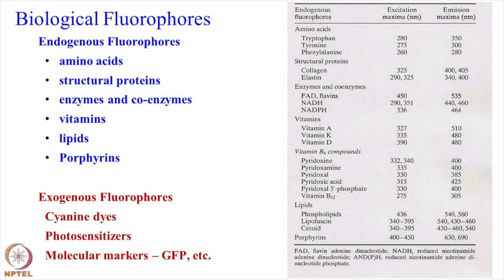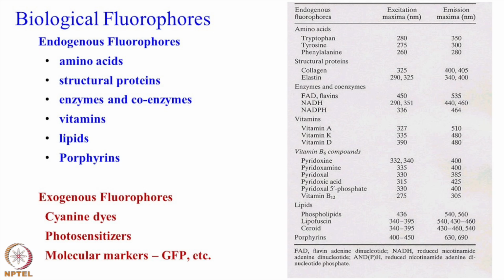They have excitation and emission, and phenylalanine quantum yield is very low. Then there are structural proteins, collagen and elastin. Enzymes have cofactors like FAD, flavin, FADH, NADH. Vitamins K, A, and D are fluorescent. Then there are B6 compounds like pyridoxine and pyridoxal, which are again fluorescent. Lipids such as phospholipids, ceramides, and porphyrin are fluorescent. So it can be an endogenous fluorophore: amino acid, protein, enzyme, coenzyme, vitamin, lipid, or porphyrin.